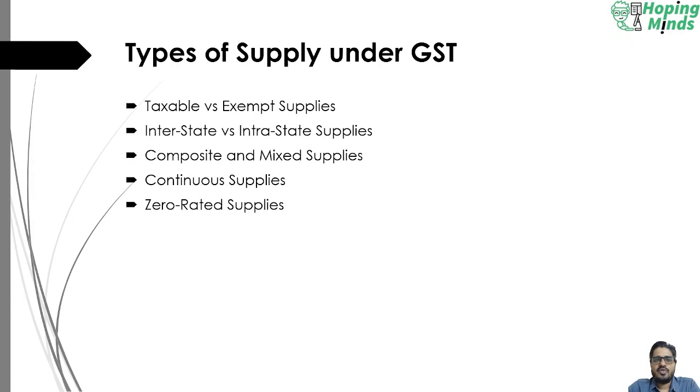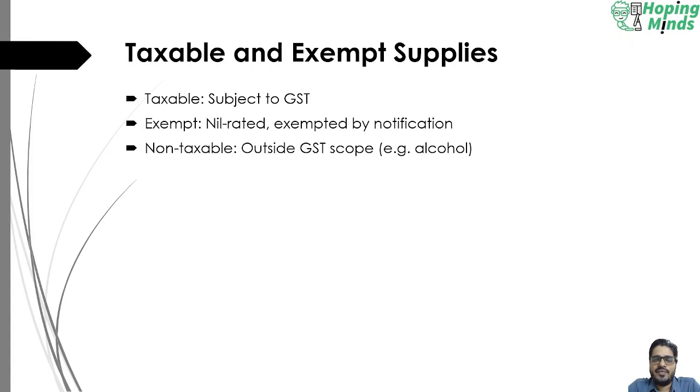So now let us move to types of supplies under GST. So supplies under GST can be categorized as taxable and exempt supplies, then interstate and intrastate supplies, then composite and mixed supplies, continuous supplies and zero rated supplies. So let us understand each of them individually.